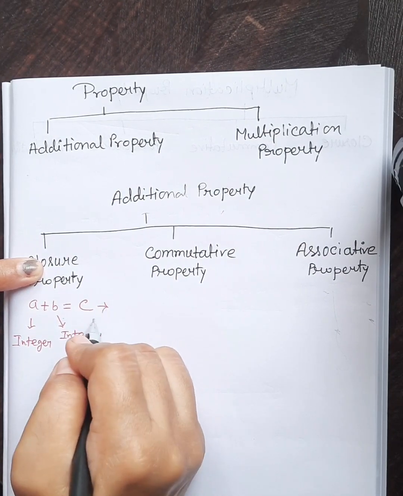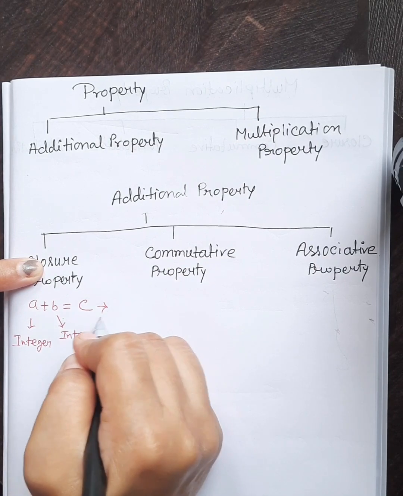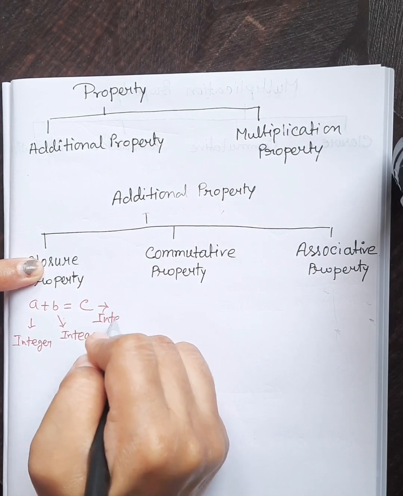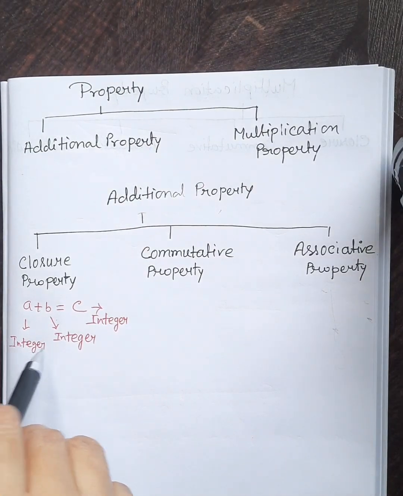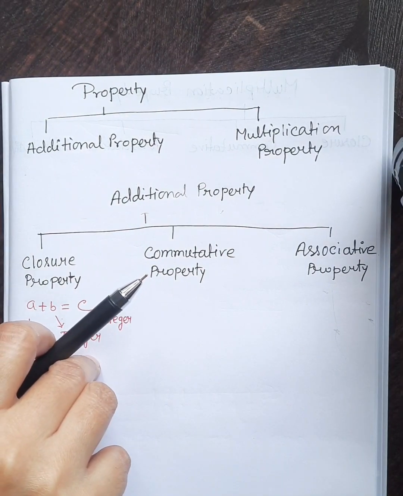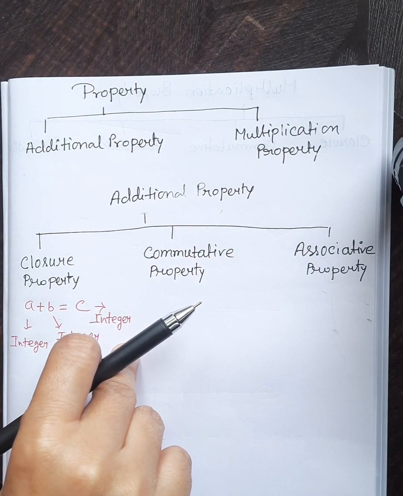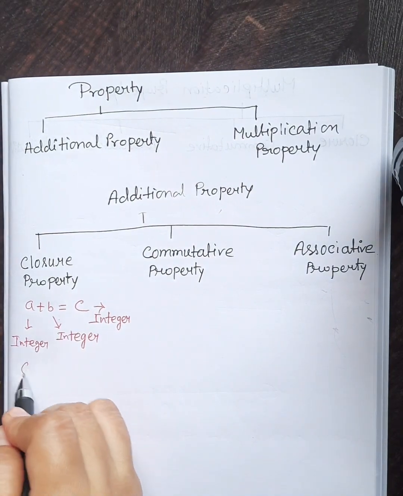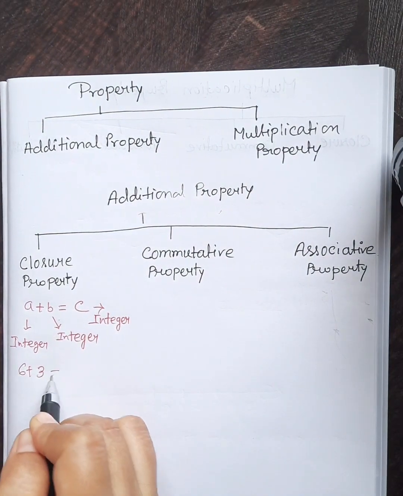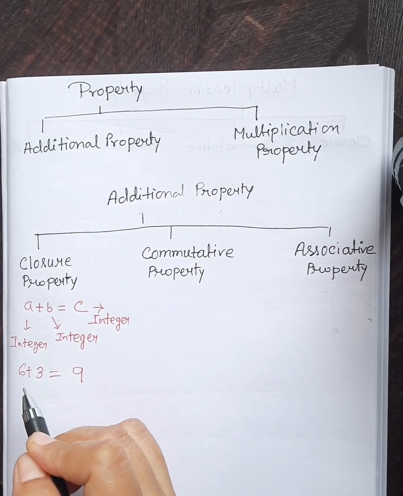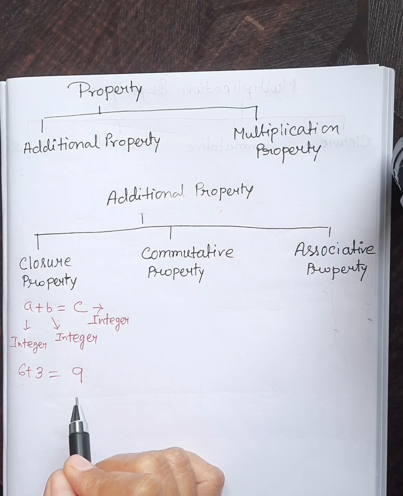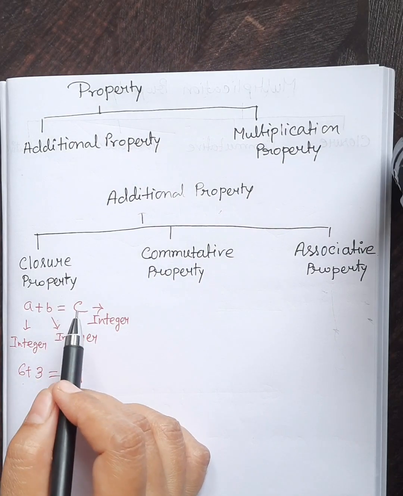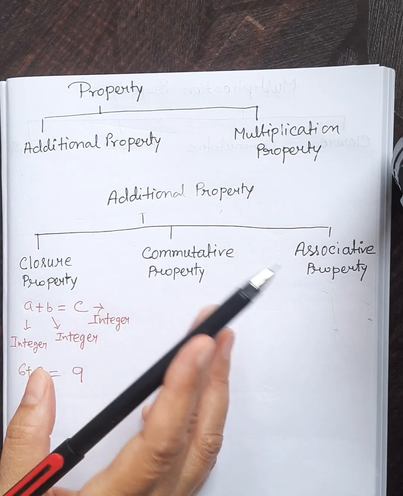C is also an integer. That means if we add two integers, then we get an integer. That is simply 6 plus 3, we get 9. Here 6 is an integer, 3 is also an integer, equals 9. 9 is also an integer. This is the closure property of addition.